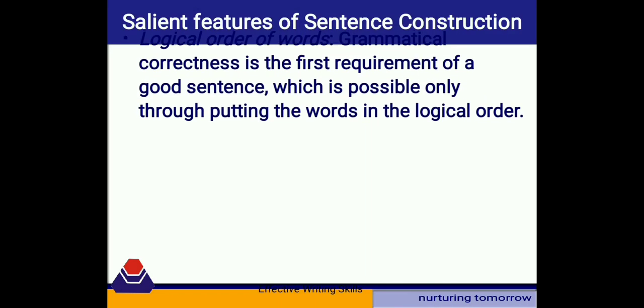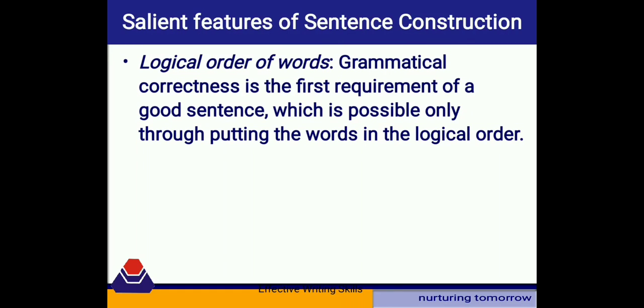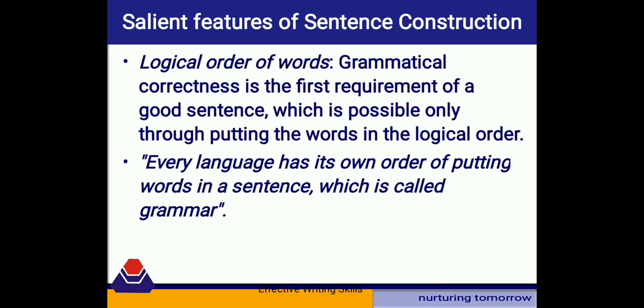The salient features of sentence construction. The first feature is that logical order of words should be there. When we talk about sentence construction, grammatical correctness is the first requirement of a good sentence. And how can we make it possible? By putting the words in the logical order. Every language has its own order of putting words in a sentence, and this is known as the grammar of that language.